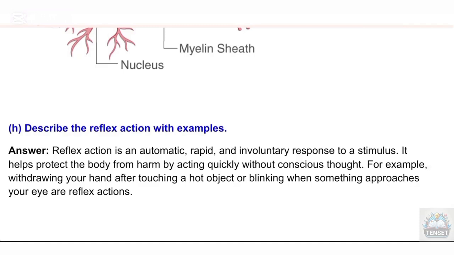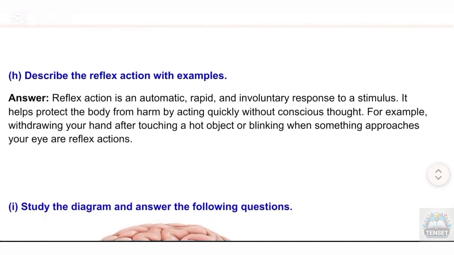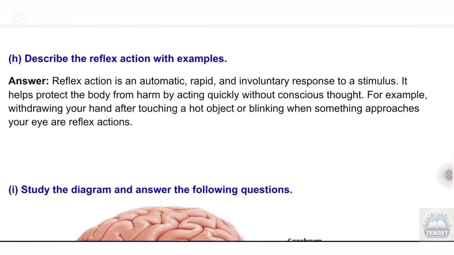H. Describe the reflex action with examples. Answer. Reflex action is an automatic, rapid, and involuntary response to a stimulus. It helps protect the body from harm by acting quickly without conscious thought. For example, withdrawing your hand after touching a hot object or blinking when something approaches your eye are reflex actions.